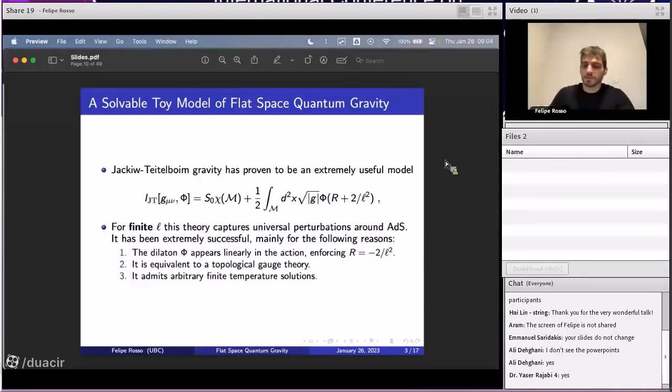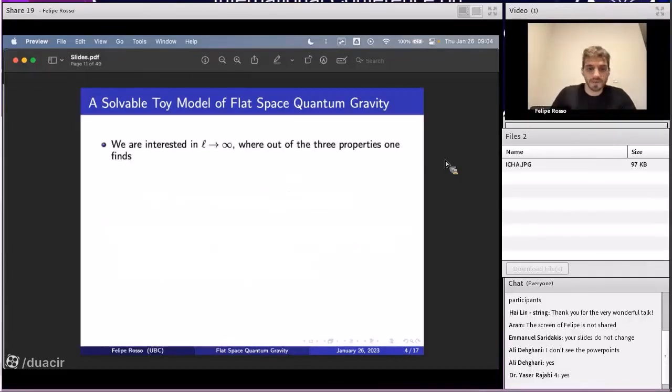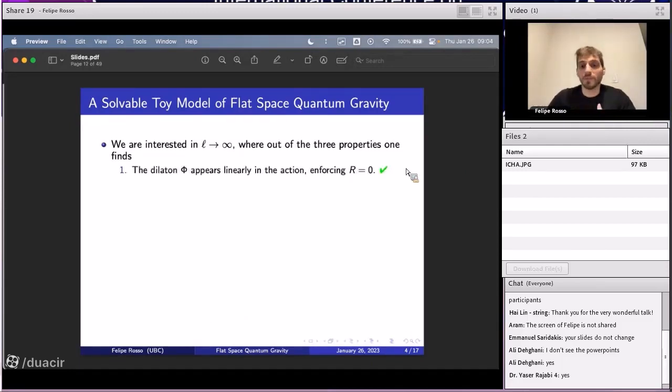And this is important, okay, because it allows us to study and use this model in order to understand features of horizons, essentially of black holes, okay? So we are interested in the L to infinity limit, that corresponds to the flat space limit, okay? And we want to check whether this property continues to be true in this limit.